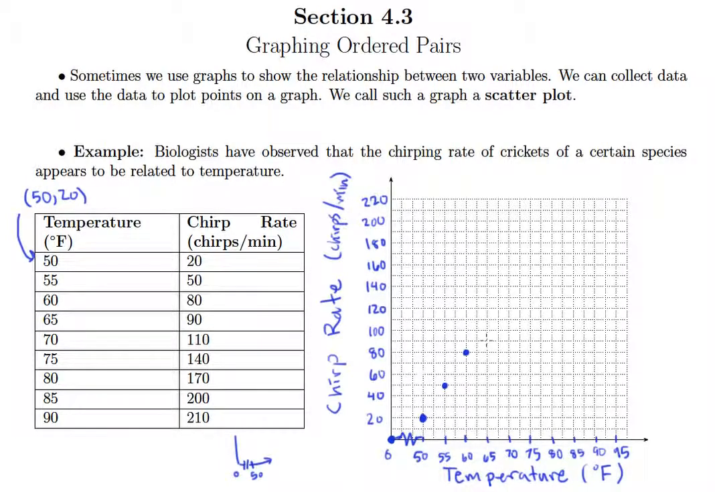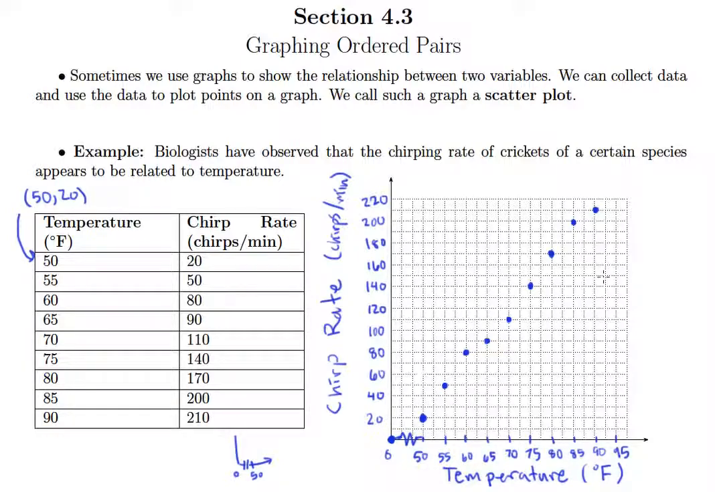65 and 90, 70 and 110, puts us right there, halfway between 100 and 120. 75 and 140, puts us about there. 80 and 170, oops, too far, there we go. 85 and 200, there it is, and then finally 90 and 210, so that puts us right there.